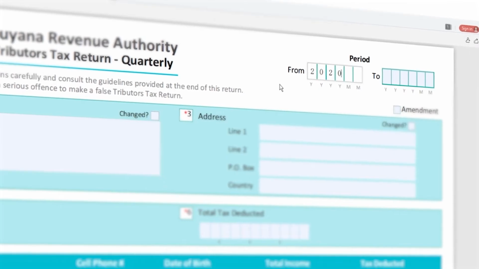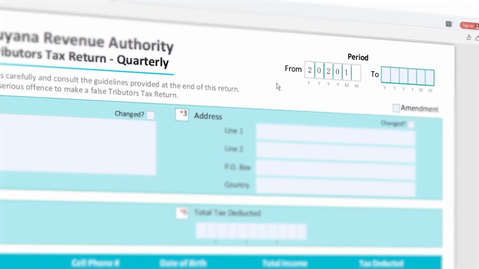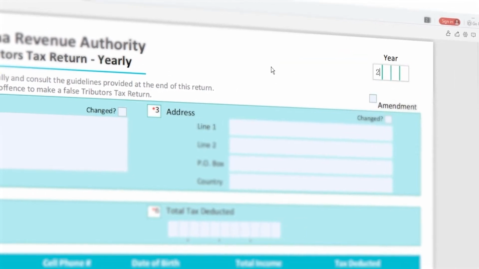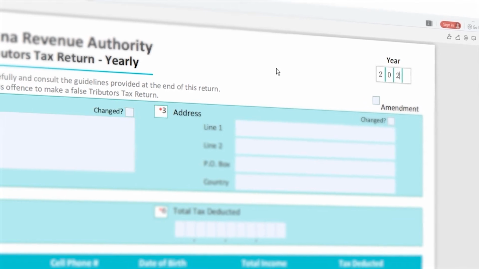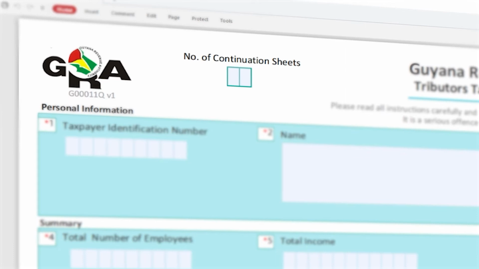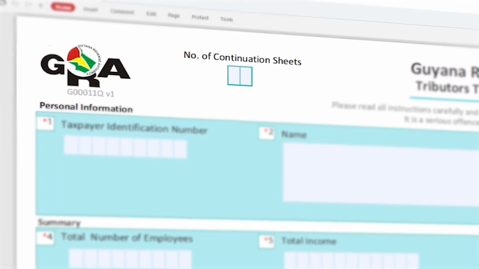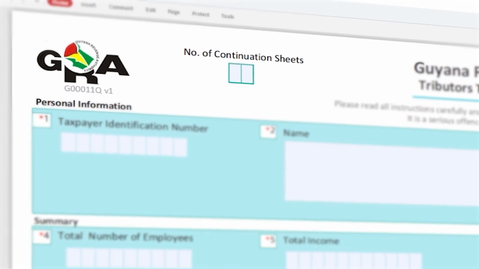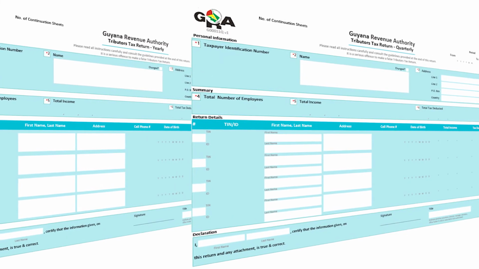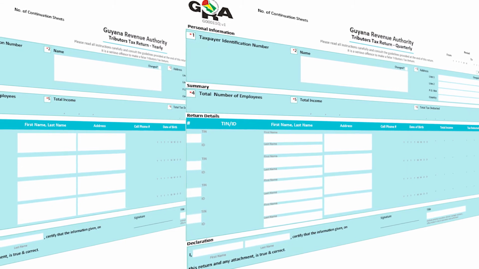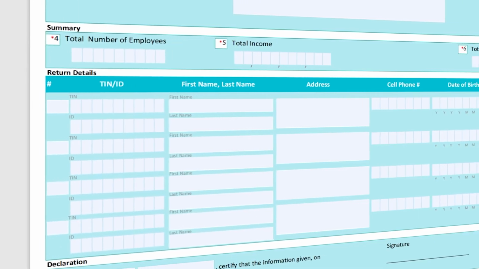At the top of the return, the taxpayer is expected to enter the period, that is, the start and the end dates of the period covered. In the case of the yearly return, enter the year in which the income was earned and tax was deducted. The number of continuation sheets basically asks how many supplementary sheets were used as part of this return submission. Both returns are similar since they require the preparer to indicate important information about the employees of the business.